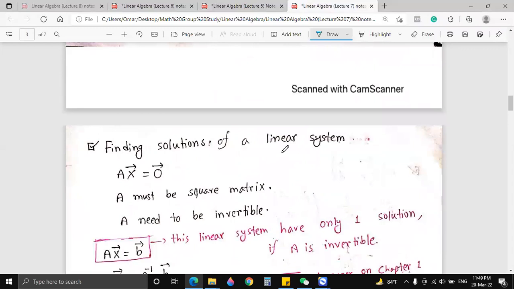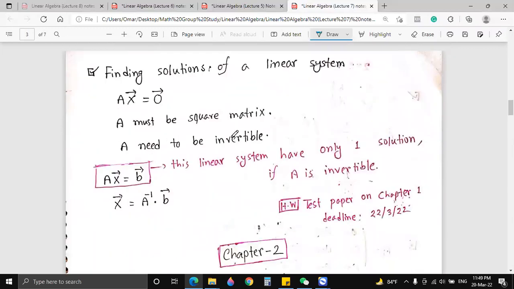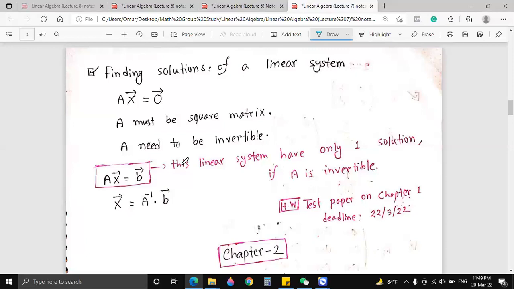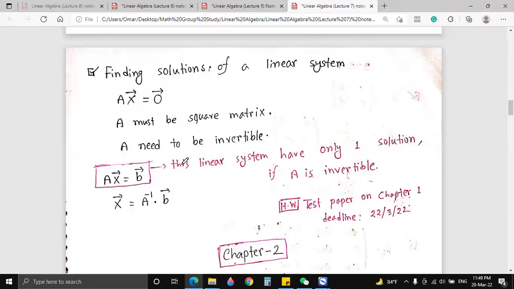Finding the solution of a linear system: A must be a square matrix, A needs to be invertible, AX equals B. This linear system has only one solution if A is invertible.